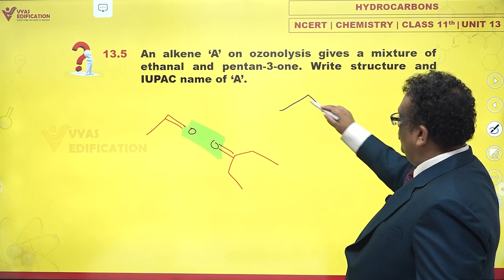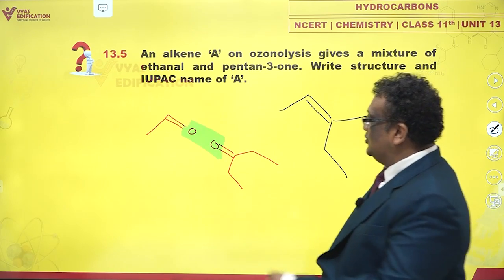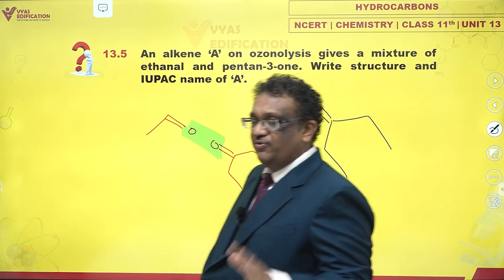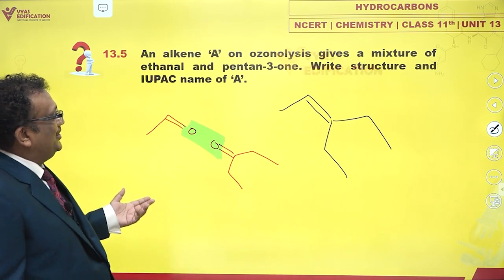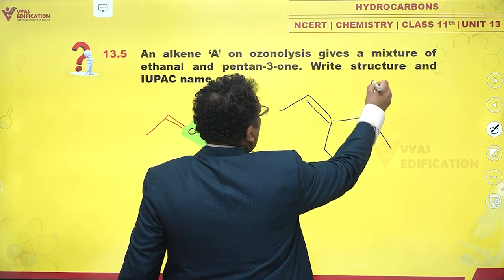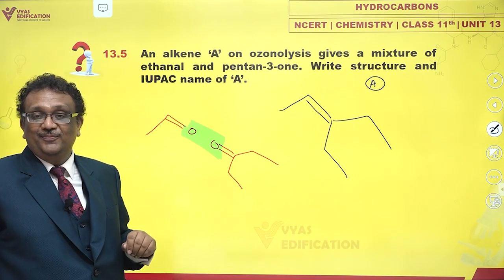So all I need to do is, this O is gone and double bonds join. Yes, that is the trick, and you get it straight. Oh wow, that's the answer. Yes, that's the answer. This is the alkene A, which on ozonolysis gives you a mixture of ethanol and pentanone.